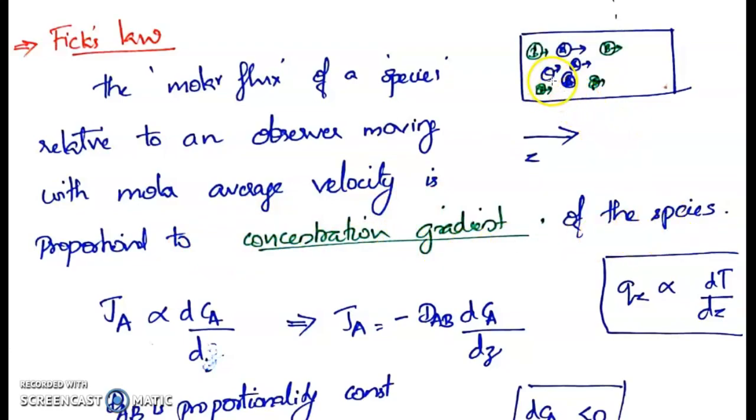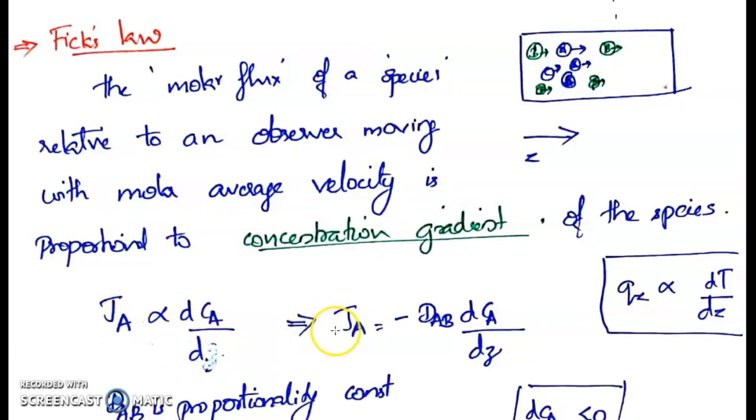So I said the driving force for mass transfer is concentration difference. So wherever there is concentration difference, the molecule will try to diffuse. According to Fick's law, the molar flux is directly proportional to the concentration gradient. It is not clear here. Actually, it is Ja, the molar flux relative to molar average velocity, that is proportional to the concentration gradient.